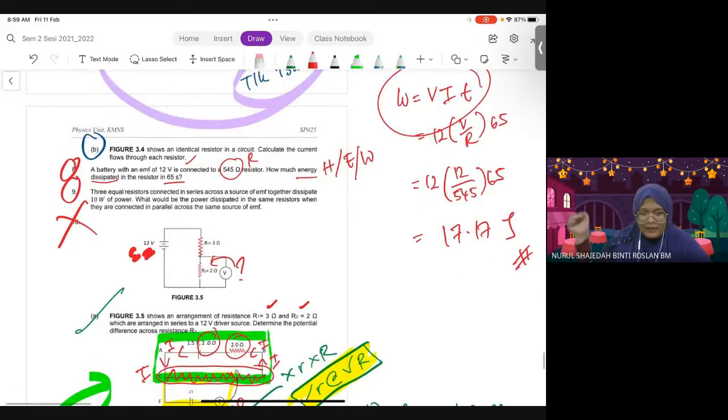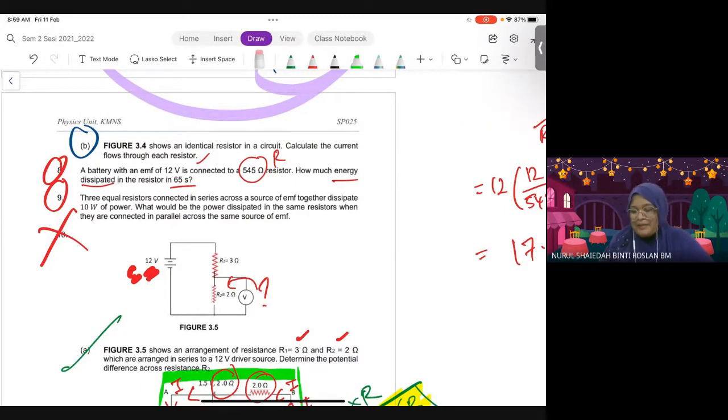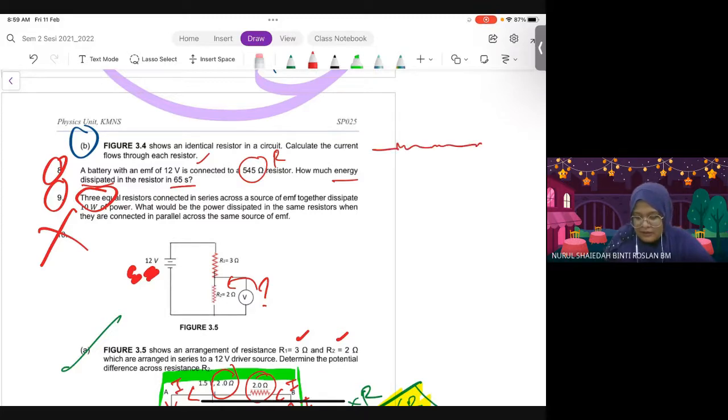Okay, the last one. Yay, number 9. So boleh buat pasal tanya. Pasal dia banyak. Saya harap awak buat lah. Saya tak tahu siapa nak buat tu. Takkan mak awak pula nak buat. Okay. 3 equal resistor connected in series. So dia ada 3 resistor dalam series. R1, R2, R3. EMF together dissipated by power 10. So power. What will be the power dissipated if the same resistor connected in parallel?